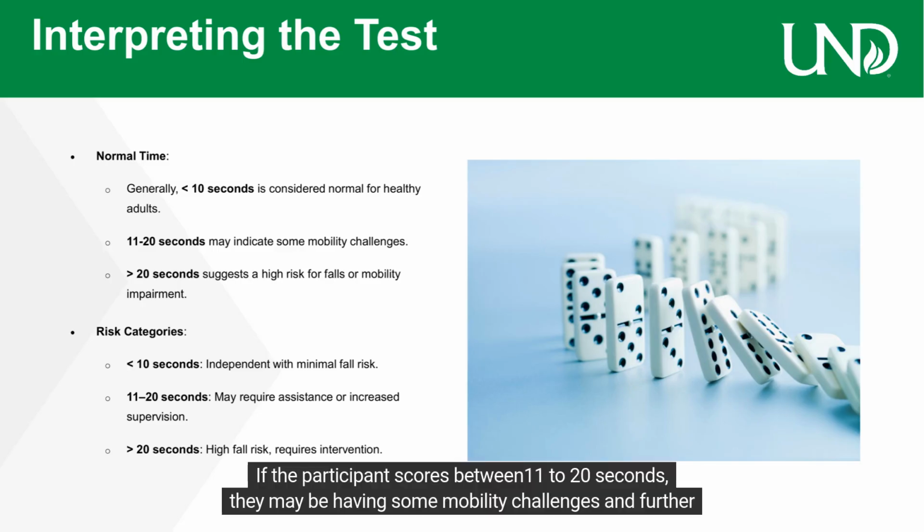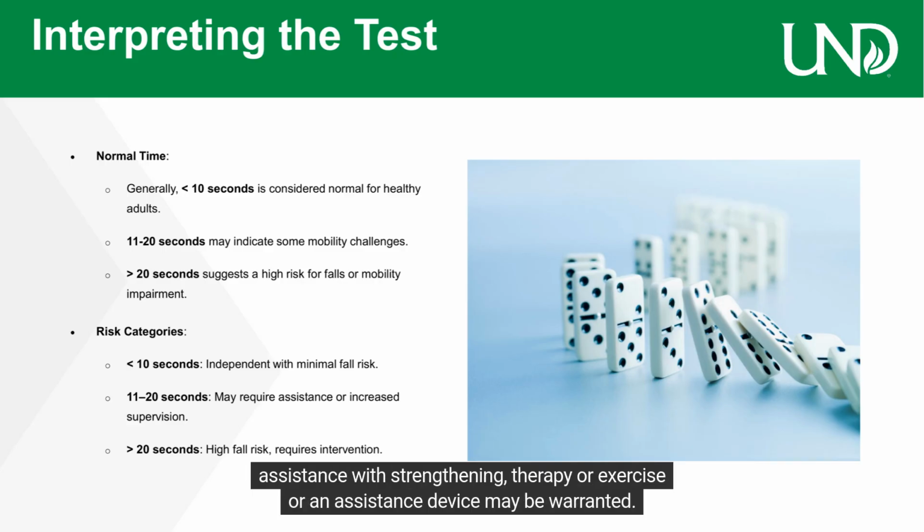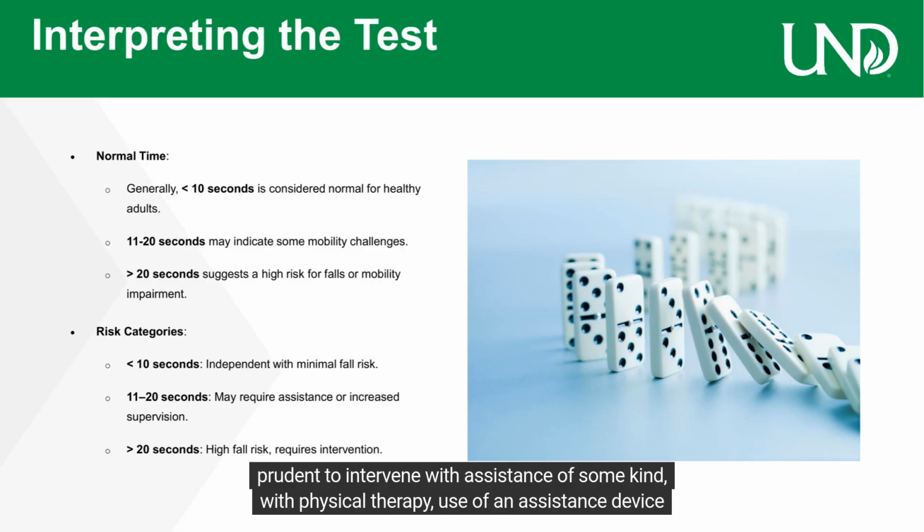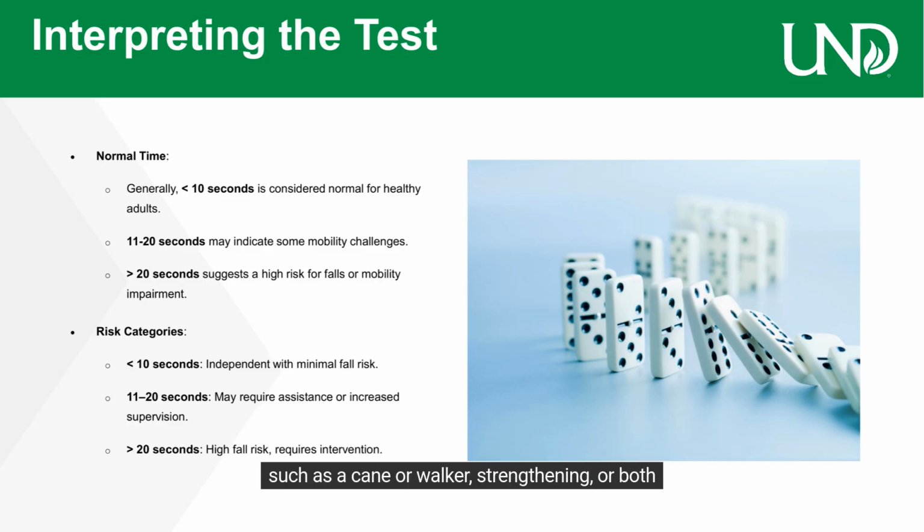If the participant scores between 11 to 20 seconds, they may be having some mobility challenges, and further assistance with strengthening, therapy, or exercise, or an assistance device may be warranted. If the participant completes in greater than 20 seconds, they are at high risk for a fall, and it is prudent to intervene with assistance of some kind, with physical therapy, use of an assistance device such as a cane or walker, strengthening, or both.